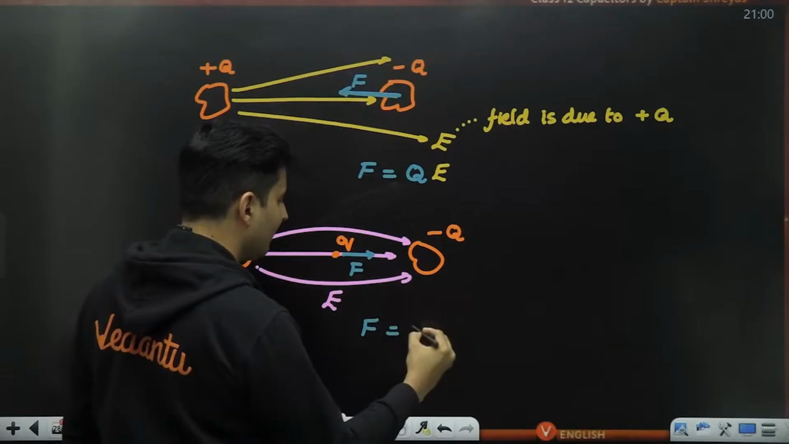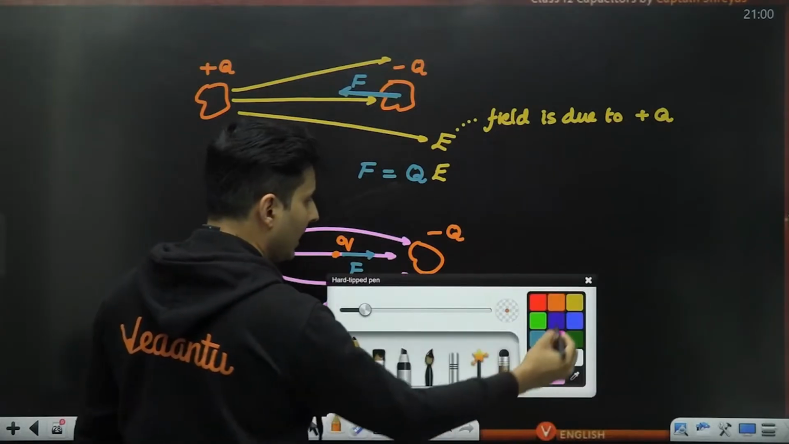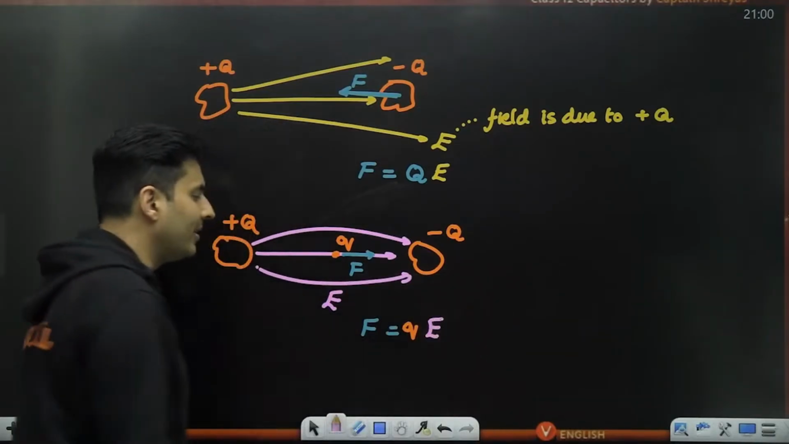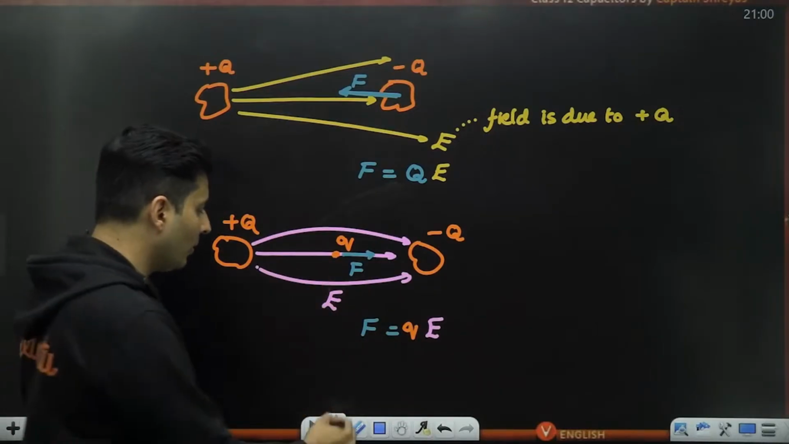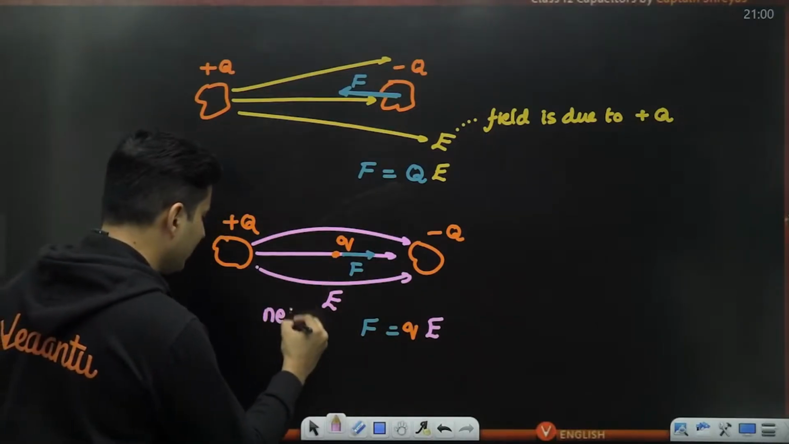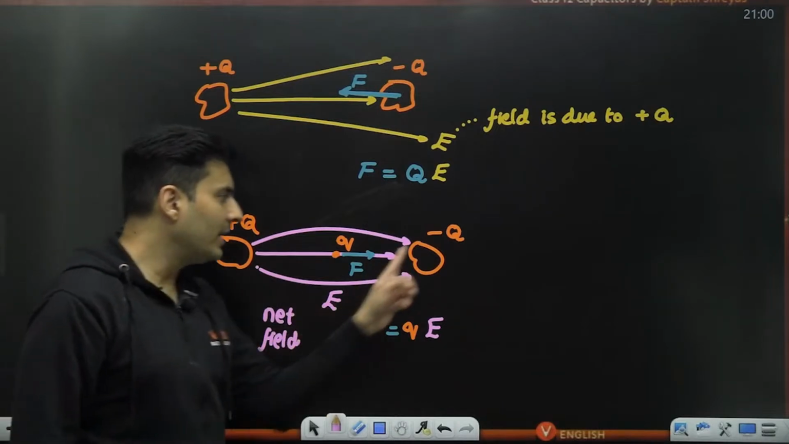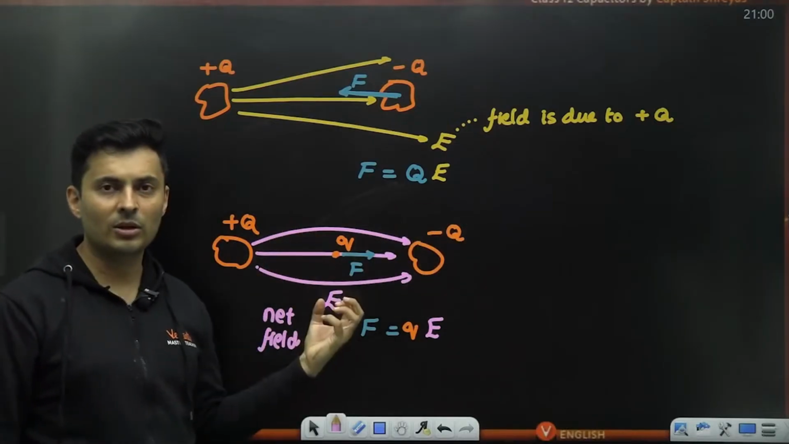That force will be nothing but that particular Q multiplied by this particular field. This is the answer when the field over here, this is basically the net field due to both of them. This field incorporates this guy's contribution and the negative charge's contribution.